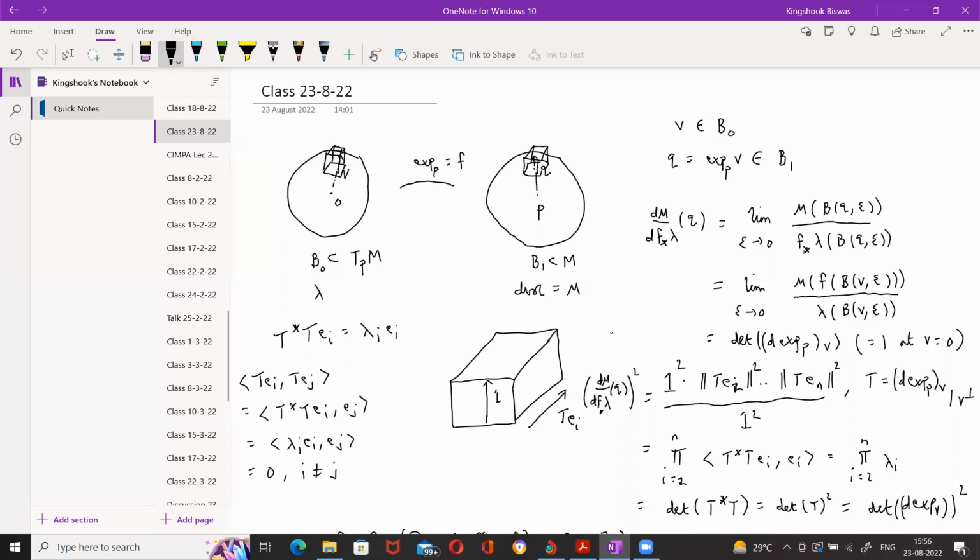Because if it's bounded below, suppose by half, that means the image will have half the measure of the domain. But the measure of the domain is infinity, so the image will also have infinite measure, because it's a compact Lie group. Actually, wait. No, I'm making a mistake. That's not true. What I said is false.